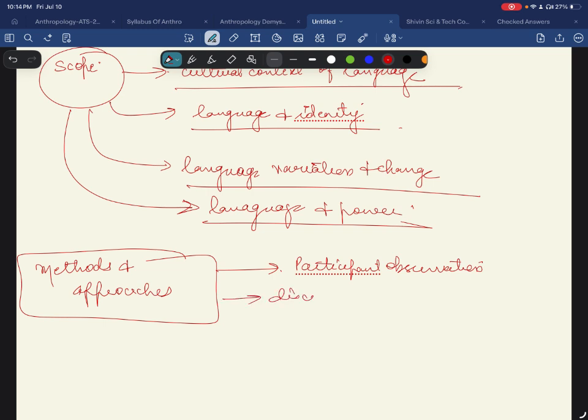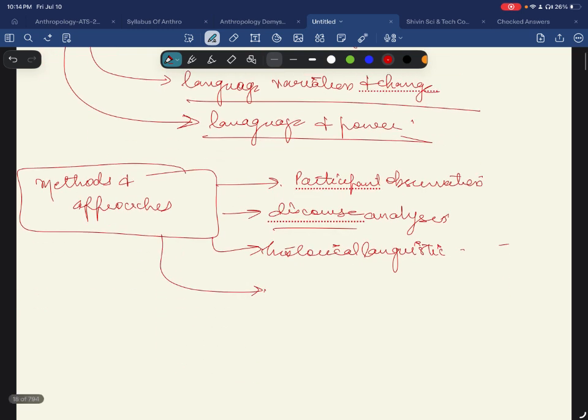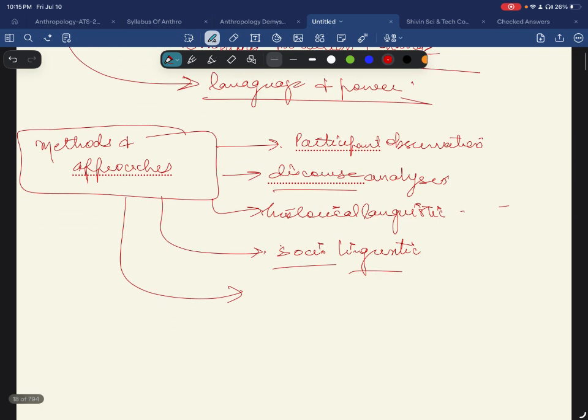Then discourse analysis means if a person is saying something, then whatever they are saying, I have to analyze those things in detail. Then historical linguistics, that is studying the histories related to that language in that area. Sociolinguistics: what are the different terms that people of that area are using?